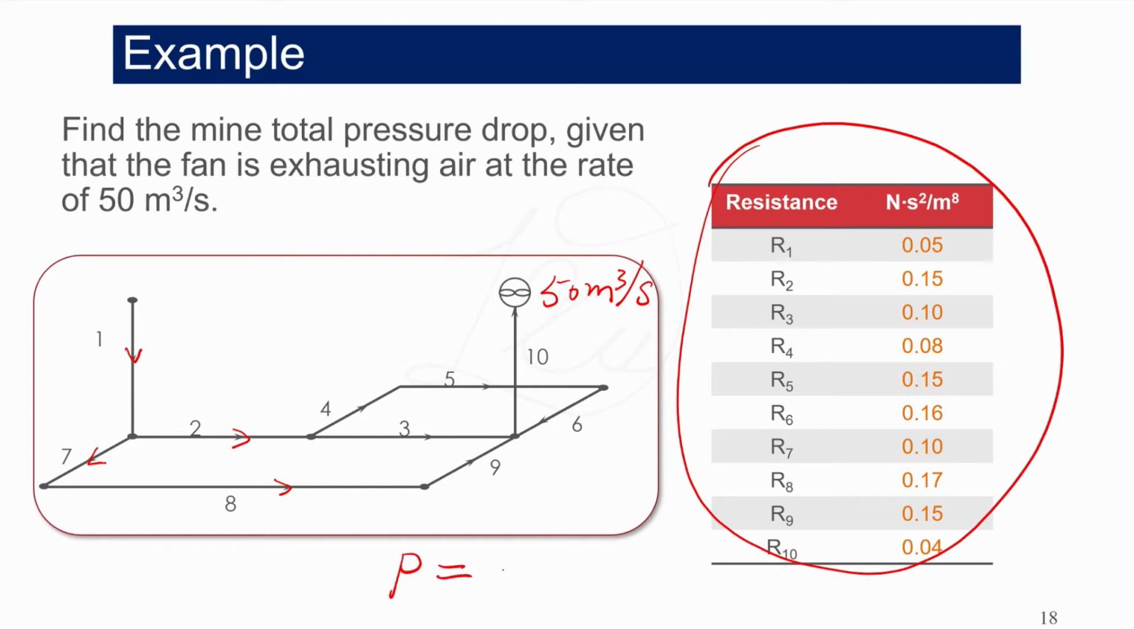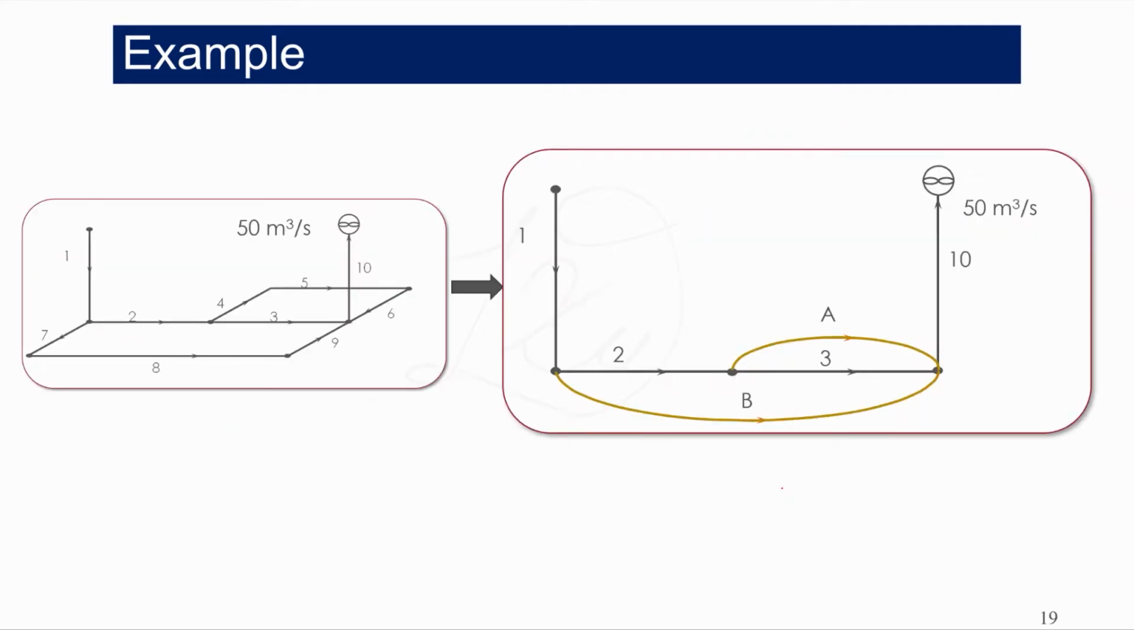As we know, pressure drop equals RQ squared. Q is 50, but R is the mine total resistance we need to calculate. We find the mine total resistance by reducing this mine ventilation network to one single equivalent airway. Let's see how we do it. The first step is to redraw the airways so the relationships between airways are clear. But in this example, the relationships between airways are clear enough, so I don't need to redraw it.